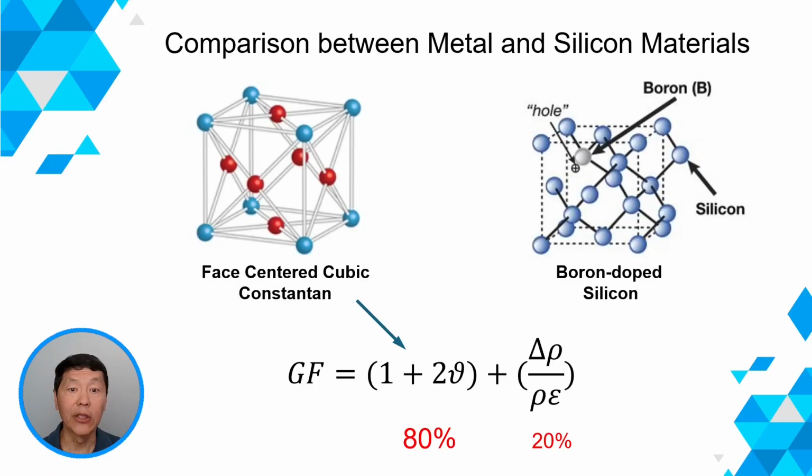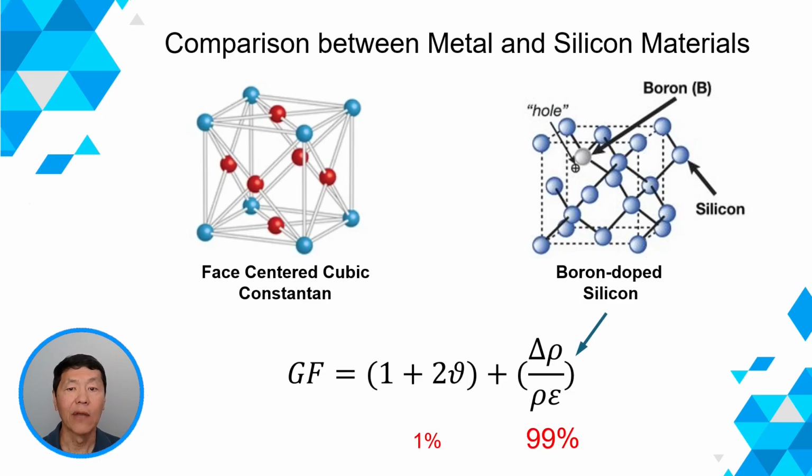For a metal foil gauge, the gauge factor is typically around 2. Since the Poisson's ratio of constantan is roughly 0.3, we can see that shape change accounts for about 80% of the gauge factor. The remaining 20% comes from piezo-resistive effects, which are due to dislocation motions in the material.